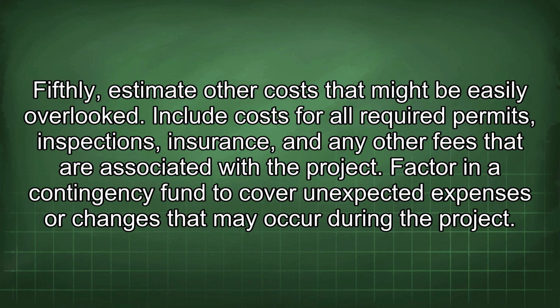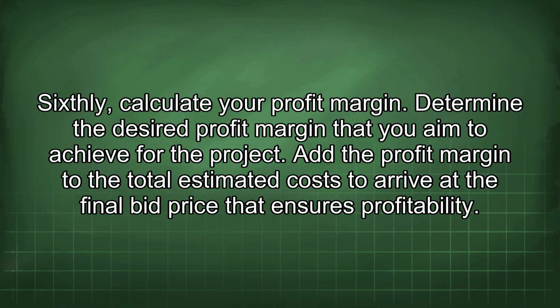Include costs for all required permits, inspections, insurance, and any other fees that are associated with the project. Factor in a contingency fund to cover unexpected expenses or changes that may occur during the project. Sixthly, calculate your profit margin. Determine the desired profit margin that you aim to achieve for the project. Add the profit margin to the total estimated costs to arrive at the final bid price that ensures profitability.